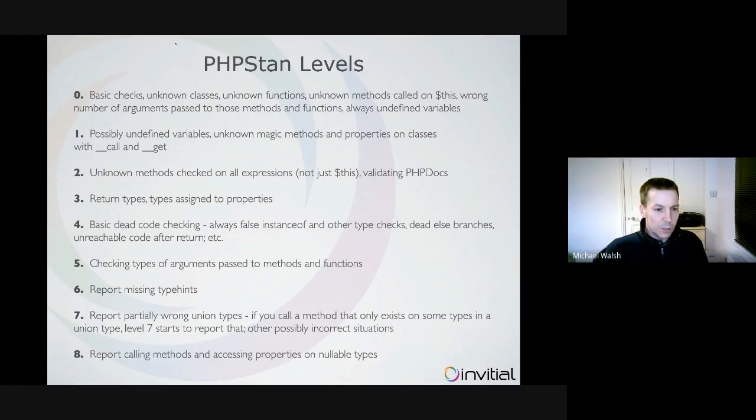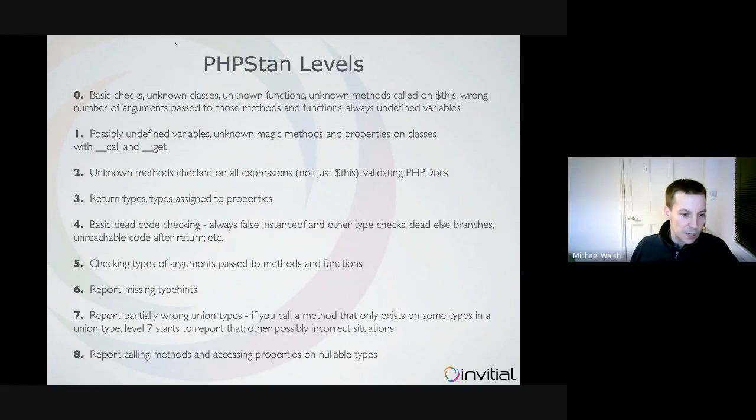Level 4, mentioned the dead code check. There's also forced instanceof and other type checks. We'll skip along some of these. Level 5, checking of arguments passed to methods and functions. So making sure that what you're passing into a function matches what's expected by the function. Reporting type hints, missing type hints.